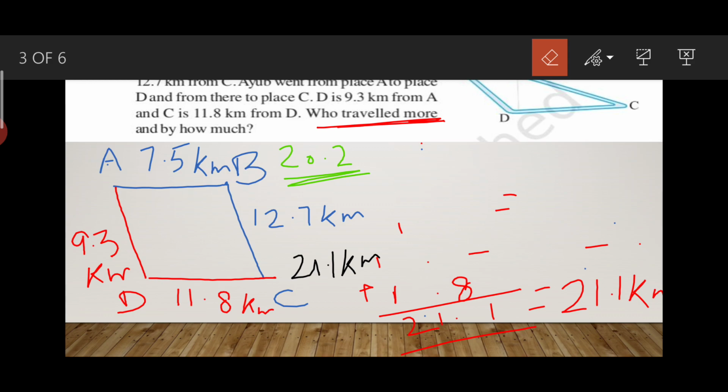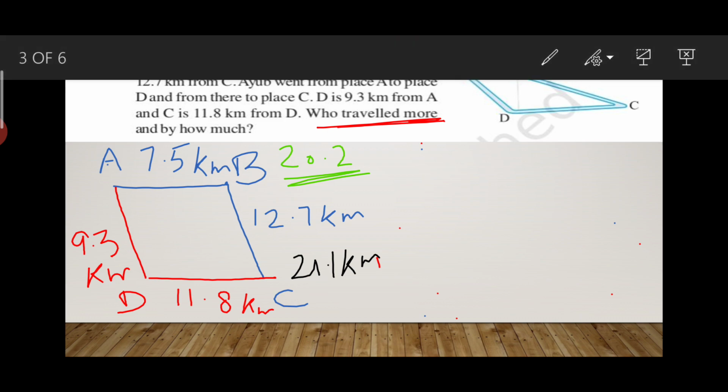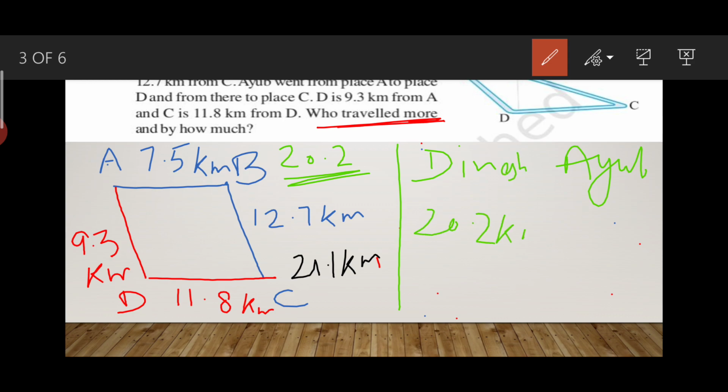So as you can see, Dinesh traveled 20.2 kilometer, Ayub traveled 21.1 kilometer. Whose distance is greater? Find out. Dinesh and Ayub. Dinesh traveled 20.2 kilometer. Ayub traveled 21.1 kilometer. Is 20 greater or 21 greater? Obviously 21 is greater, so we will write here this. That means Ayub traveled more distance than Dinesh.